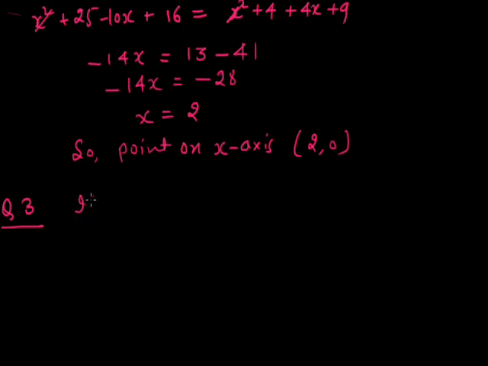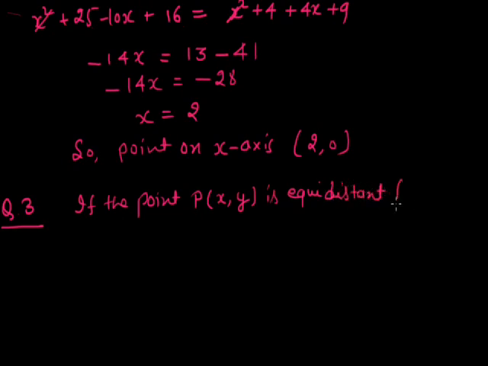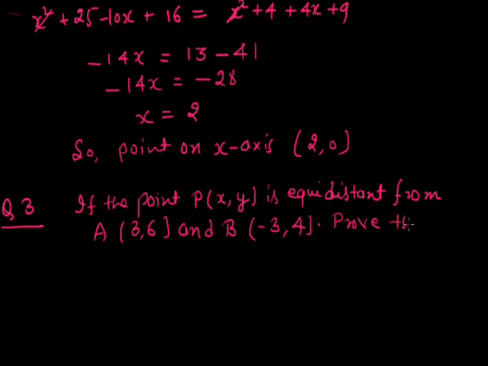If the point P(x, y) is equidistant from point A (3, 6) and point B (-3, 4), then we have to prove that 3x plus y minus 5 equal to 0.